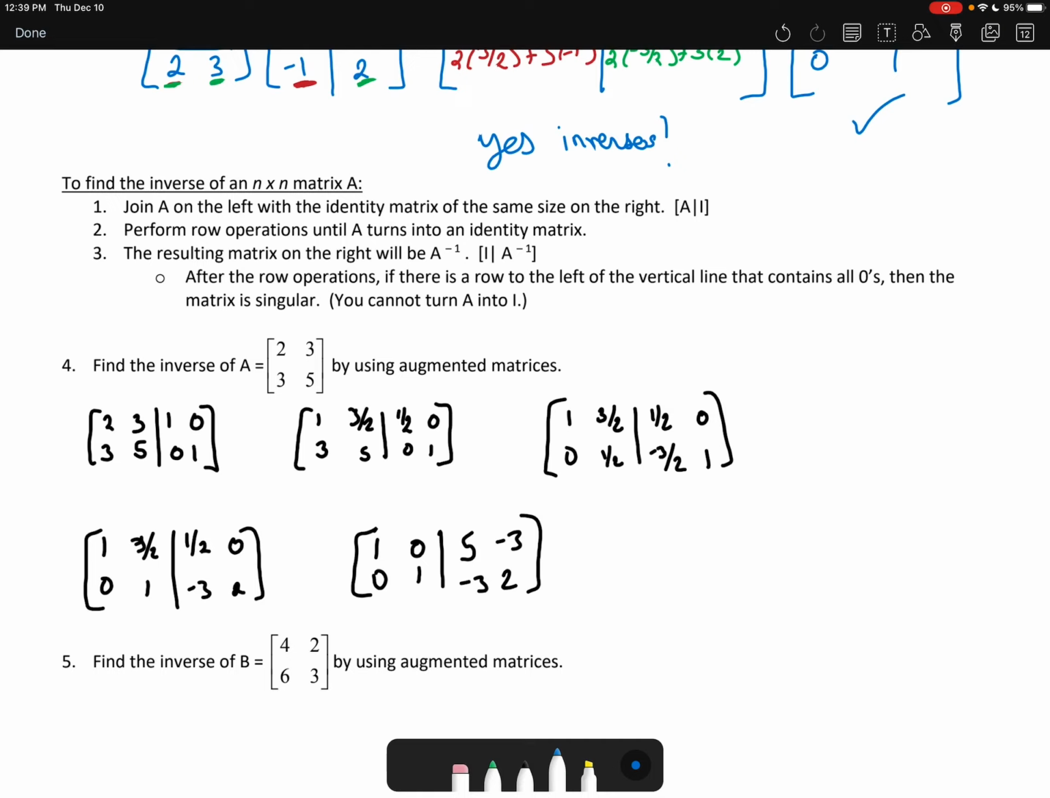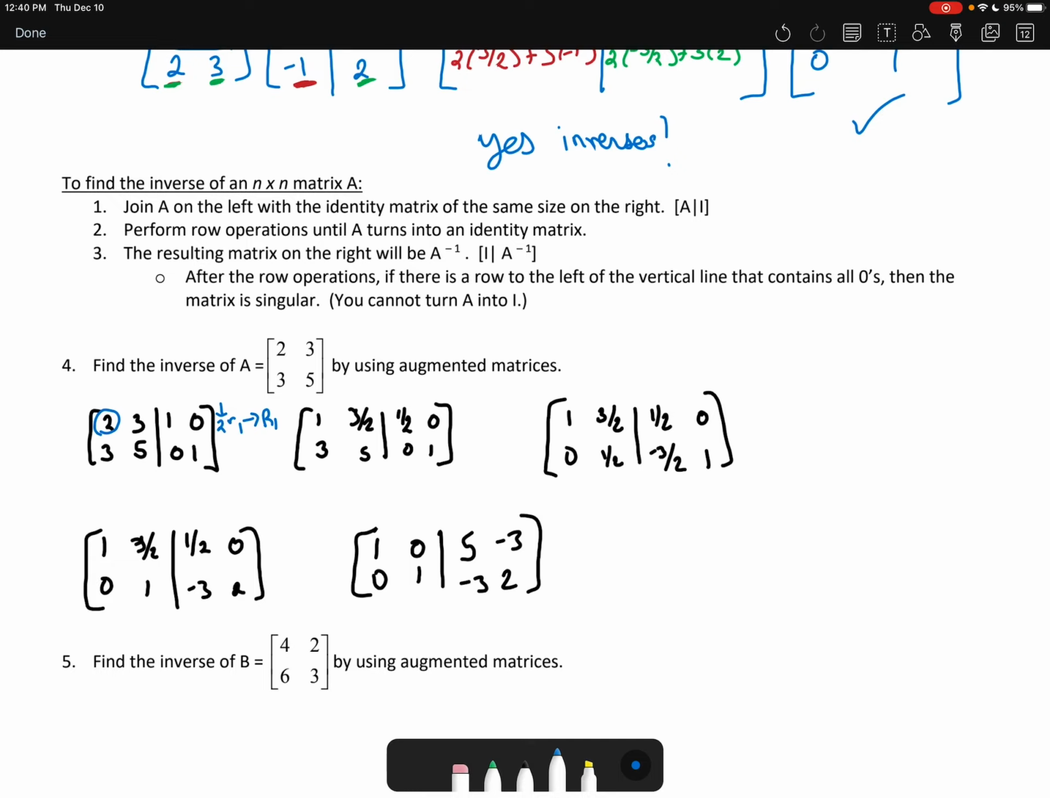The first thing we want to do is turn this 2 here into a 1. And what I've chosen to do is not care about fractions. So I'm going to just do a half of row 1 and turn that into my new row 1. And I'm using my calculator. I've typed this matrix in, and I'm doing my operations there. And I get the resulting top row: 1, 3 halves, 1 half, and 0.